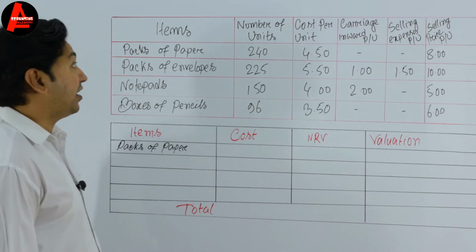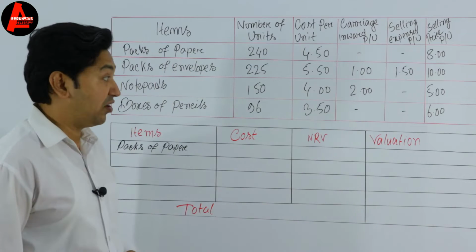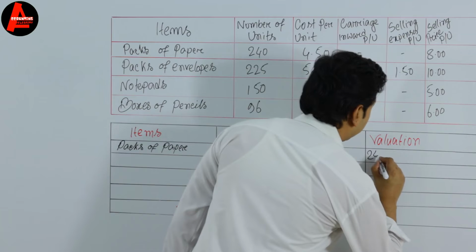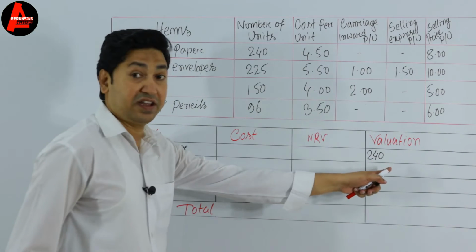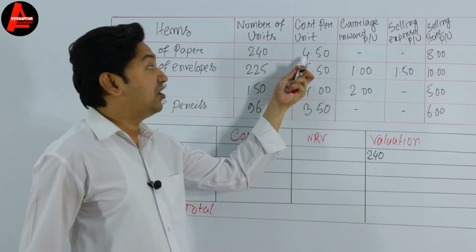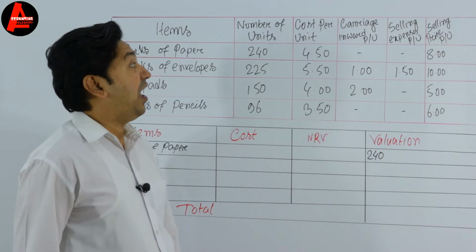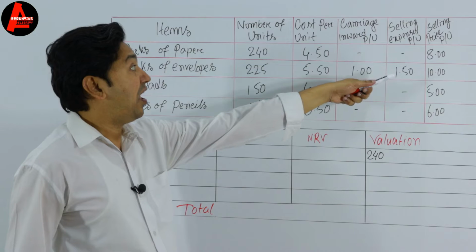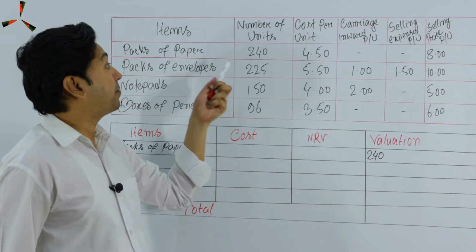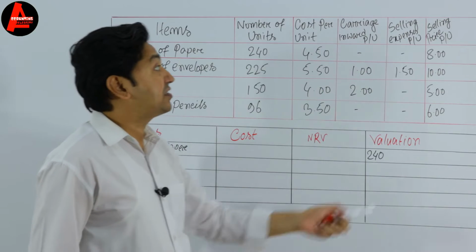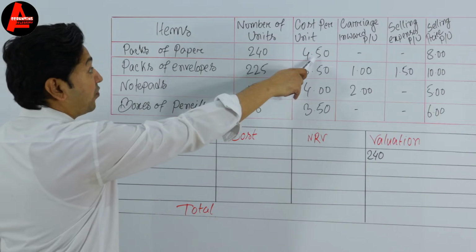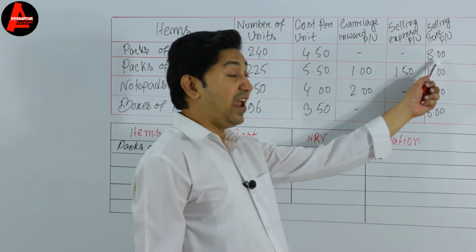So here the number of unit is 240. We will write the number of unit in this last column. Now here we have cost price $4.5 per unit. And there is no carriage inward and there is no selling expenses, and the selling price of this pack of paper is $8. So compare these two, cost price is 4.5 and selling price is 8.